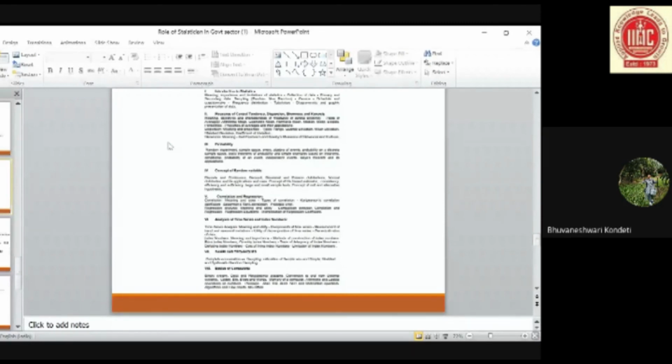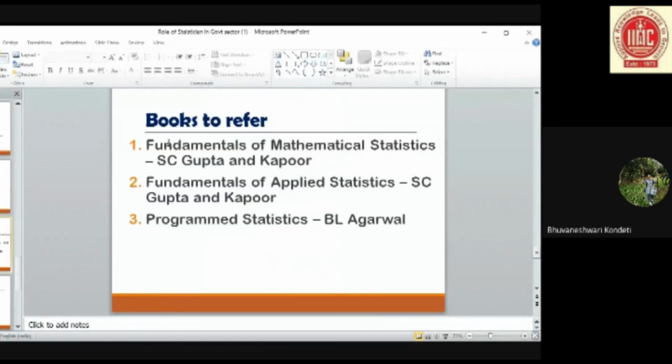And for this, books to refer. I told you, Fundamentals of Mathematical Statistics by S.C. Gupta and V.K. Kapoor. In this you will find all the fundamentals, all information in a crisp and well-defined manner. Once you go through this book, especially for the probability topic, you will be a gem. And next is Fundamentals of Applied Statistics. This is for third years, final years, also by S.C. Gupta and V.K. Kapoor. These two books are much more than enough for you.